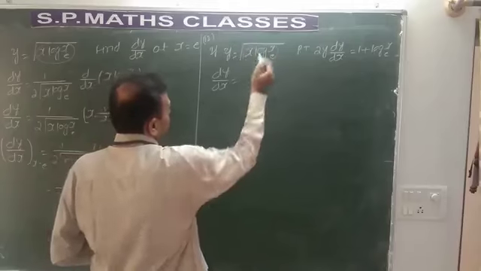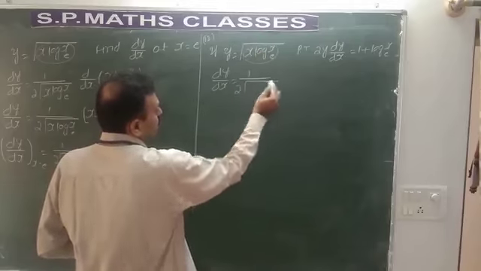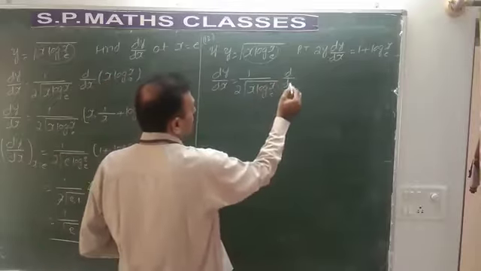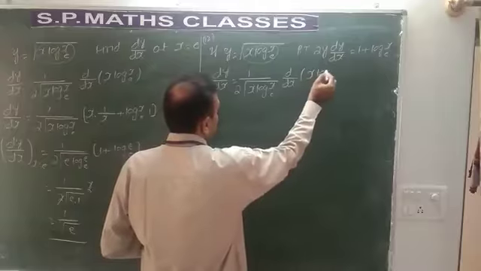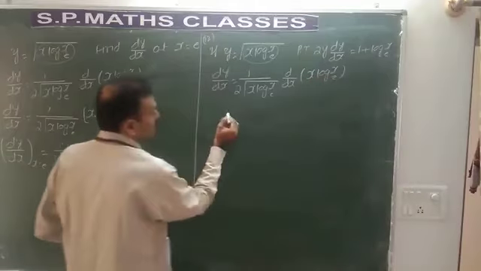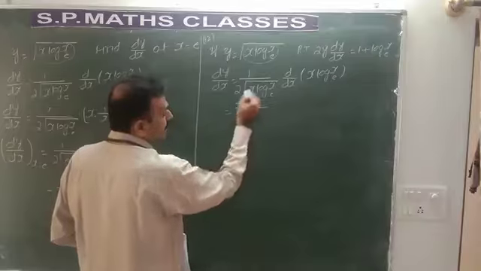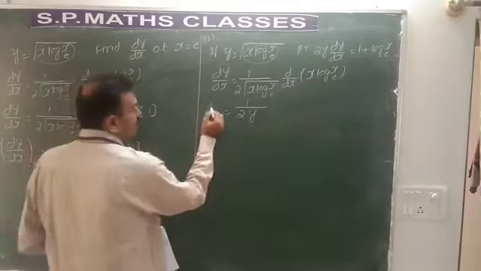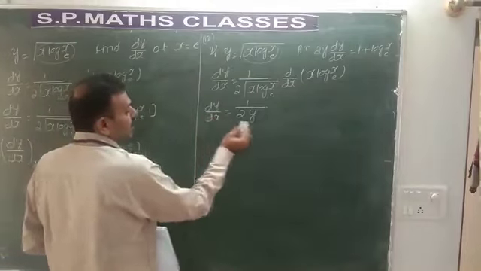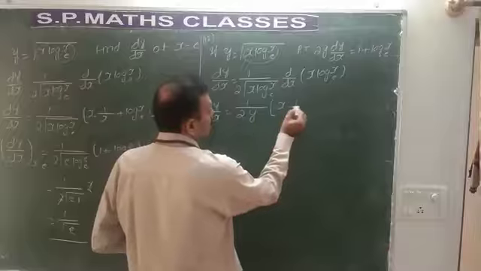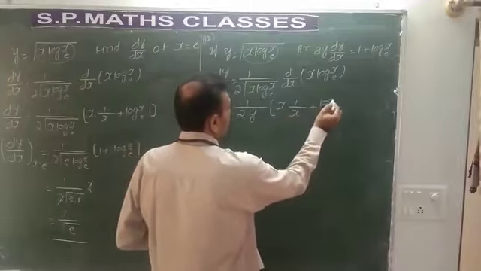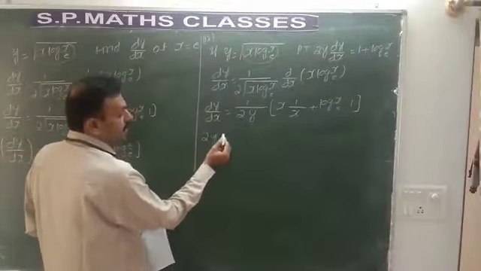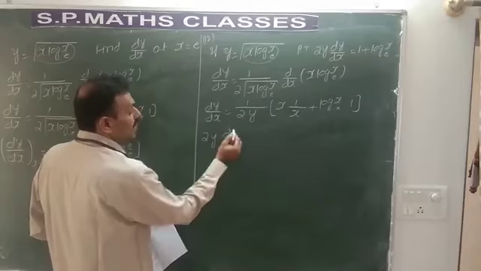This is what we do. 1 by 2 root x log x to base e into d by dx of x log x to base e. Shall I write it as y? Root of x log x to base e is y. This is what dy by dx: dy by dx is 1 by 2y. First function, derivative of second. Second function, derivative of first. So I cross multiply, 2y into dy by dx.